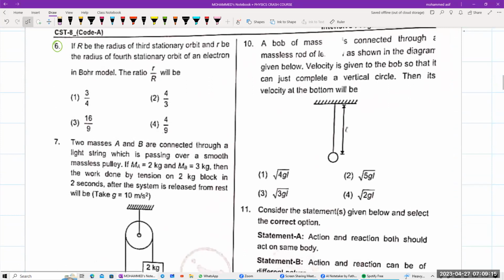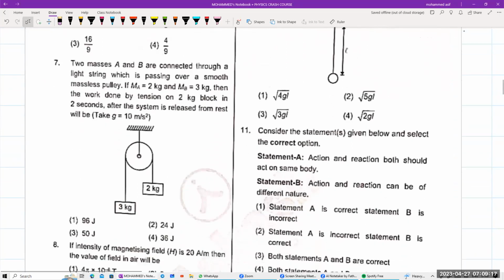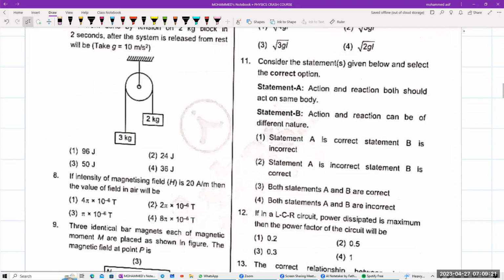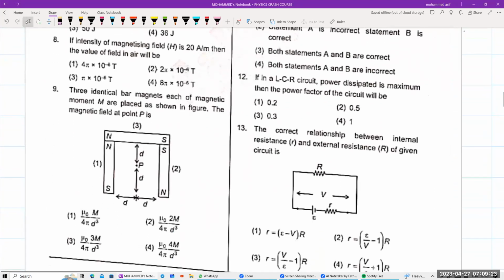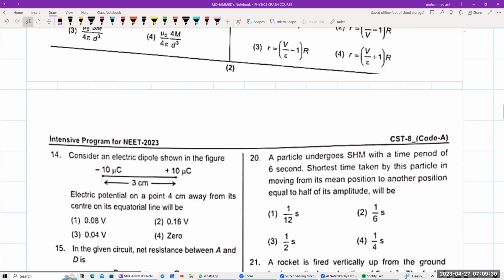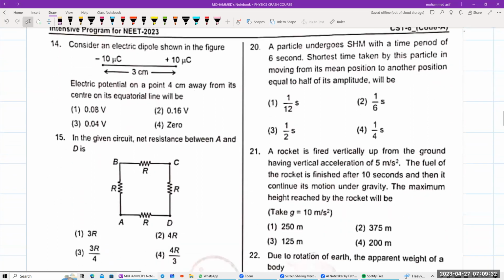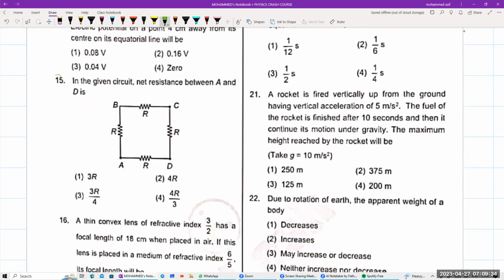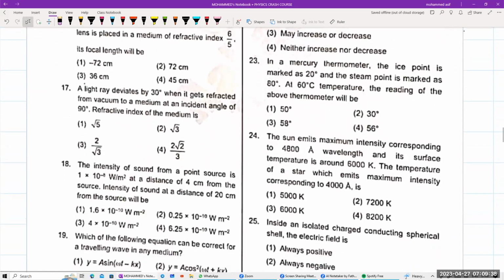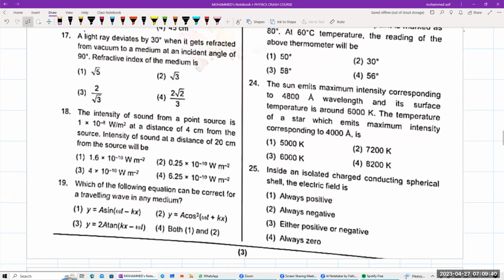Question number 10 is your circular motion, we'll come back again. Question number 11, action reaction, is Newton's laws of motion. Then LCR circuit. Then question number 13 is a current electricity question, I have to do it. The next one is electric dipole. Then question number 15 I have to do. Question number 16 will come back, 17 will come back, and 18 will come back.